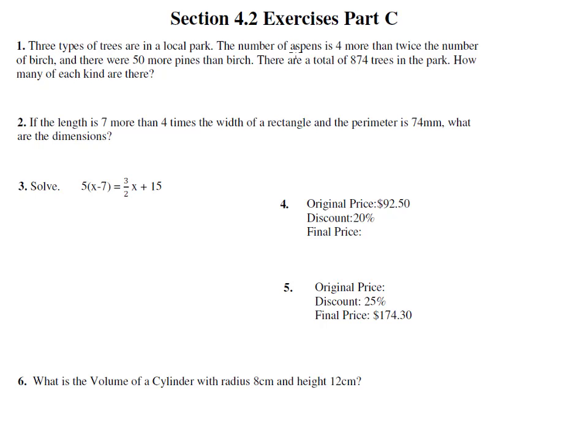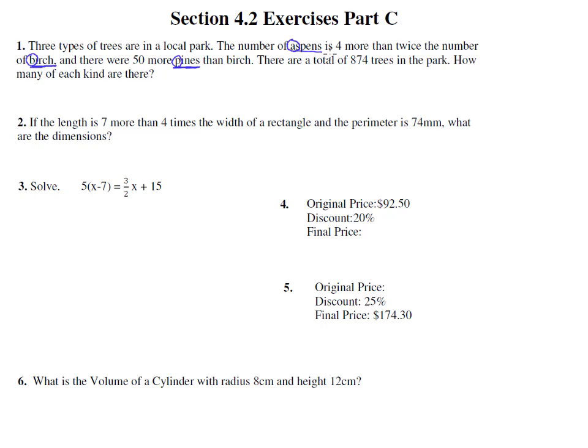The number of aspens, so this is a type of tree, probably symbolize that with an A, is 4 more than twice the number of birch. Another type of tree, we'll probably symbolize that with a B. There were 50 more pines than birch. Oh my word, 50 more pines. That's another type of tree, a pine tree. We'll probably use a P on that. There are a total of 874 trees in a park. How many of each kind are there?